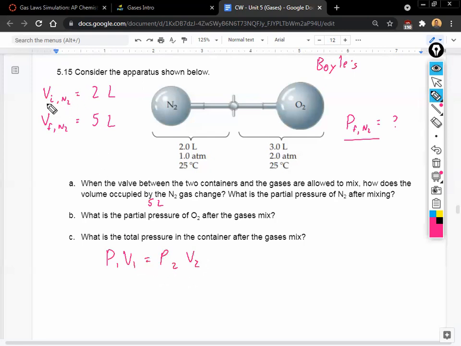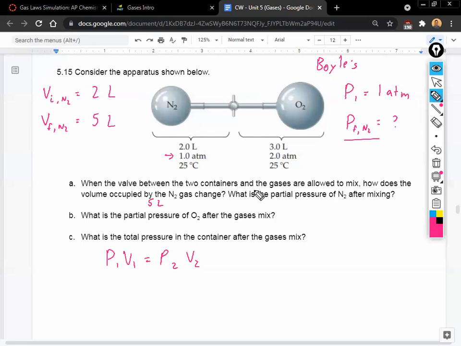And so if you guys notice, we have V1 right here. We have V2 right here. It's how the volume changes. And we're looking for the final pressure. And if you guys notice, look at that. We have the initial pressure. We have P1. P1 was 1 atm. And so since we have P1, V1, and V2, we can solve for P2, which is the final partial pressure of nitrogen.